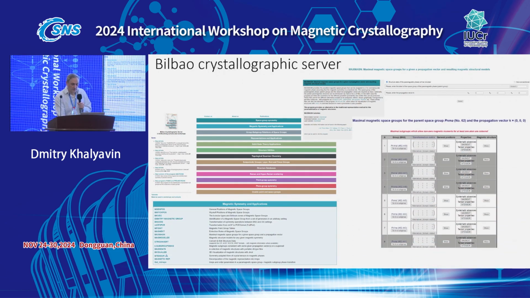Okay, so that's why this tool, max-magn, is very, very useful. You don't need to think a lot. You just generate. Usually, it's not a lot of options, and you can check all of them quite quickly.